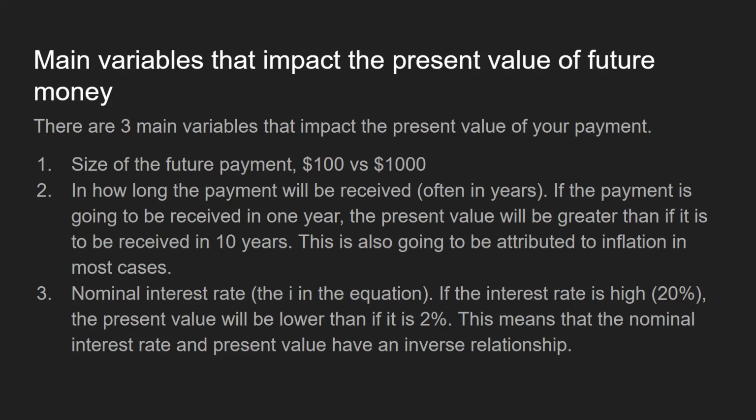So two, how long the payment will be received, which is often calculated in years. So if the payment is going to be received in 1 year, the present value will be greater than if it is going to be received in 10 years. So this is due to the inflation that would happen in 10 years.